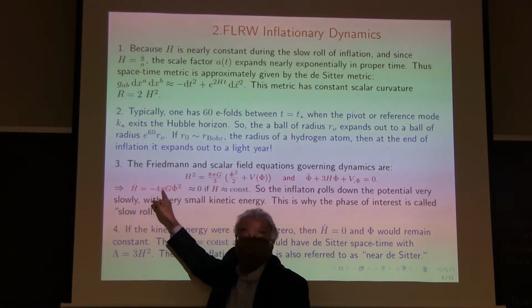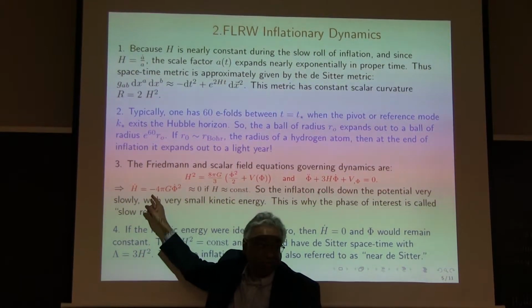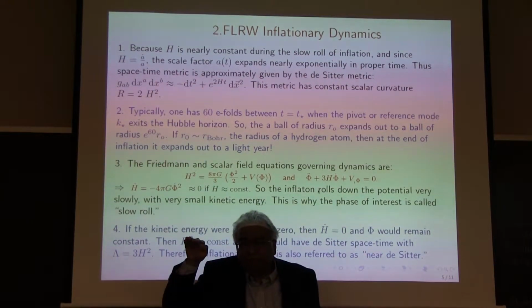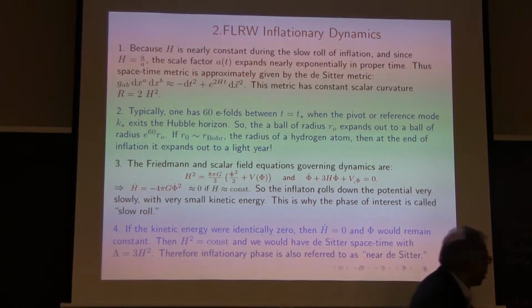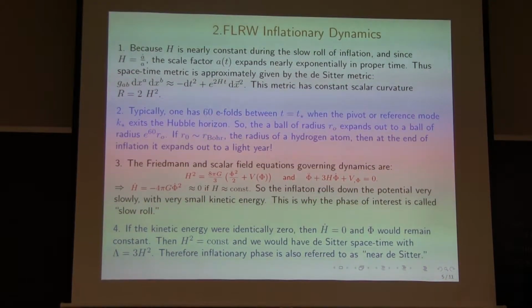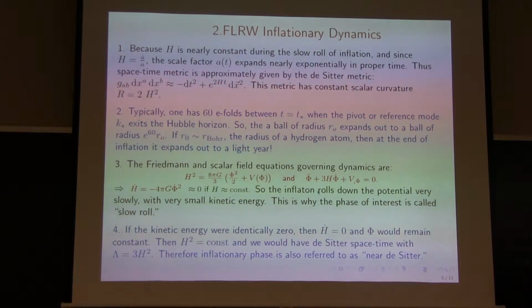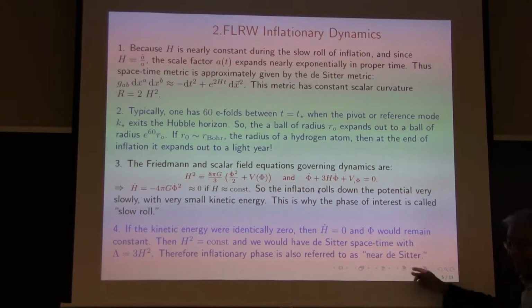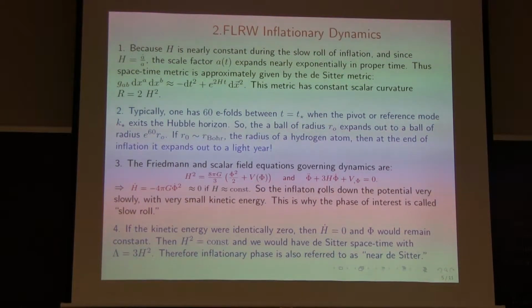As you can see here, this is a positive quantity, and H dot is negative. So H is changing very, very slowly. So we don't have exactly exponential expansion. We have a near exponential expansion, slightly slower than the exponential expansion. And that is why we call it a near de Sitter phase. So that is what is happening in the background.